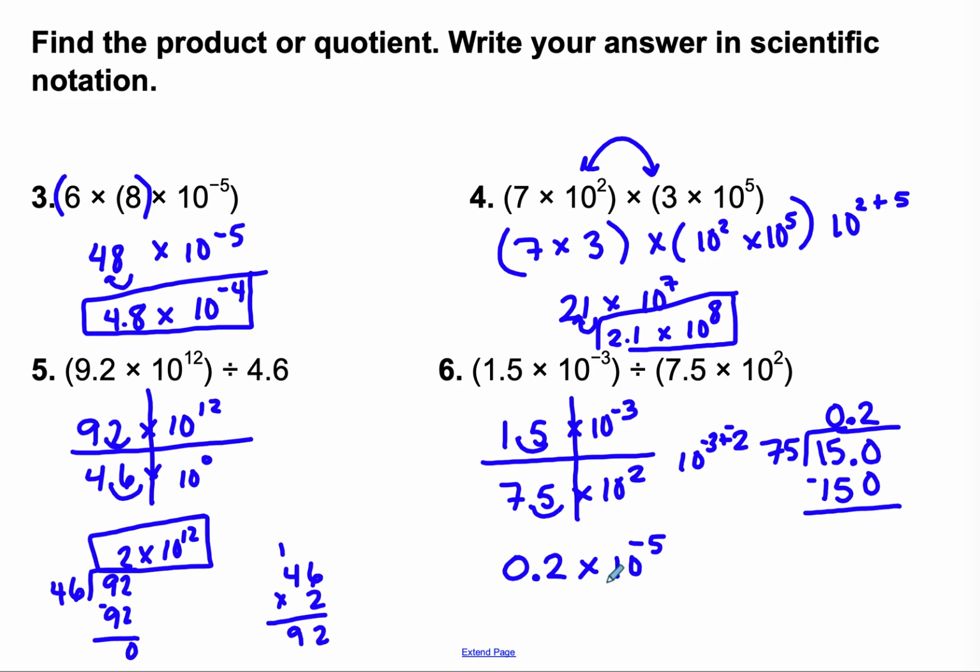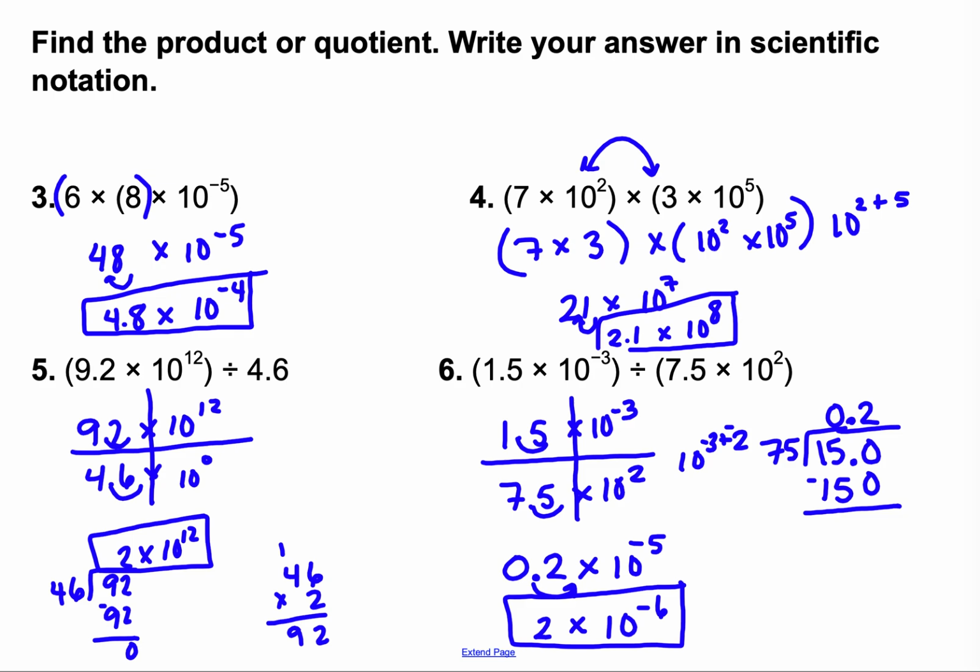Okay, is this scientific notation? No, my first number is not between 1 and 10. So I'm going to move this over. My first number is getting bigger. It's going to become 2 times. And because my first number got bigger, my exponent's going to get smaller. 10 to the negative 6. With negative numbers, the farther away from 0 it is, the lower the value.